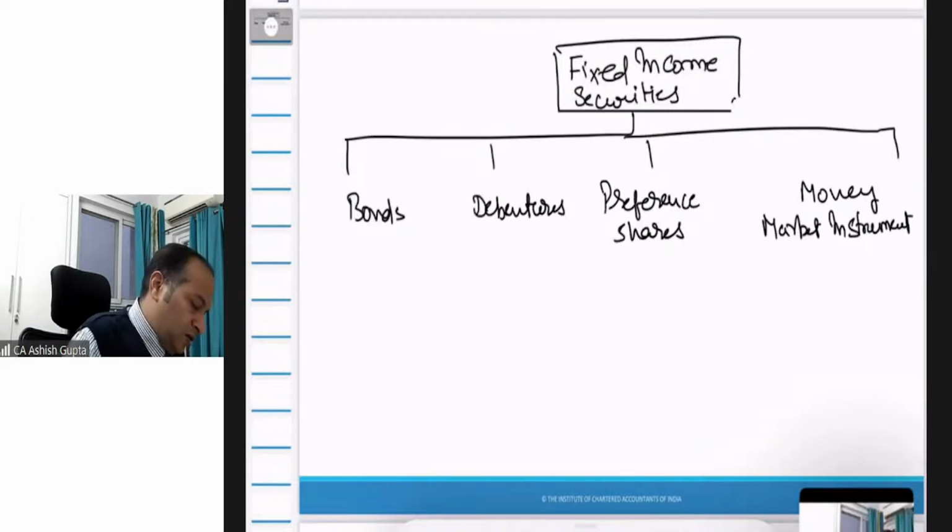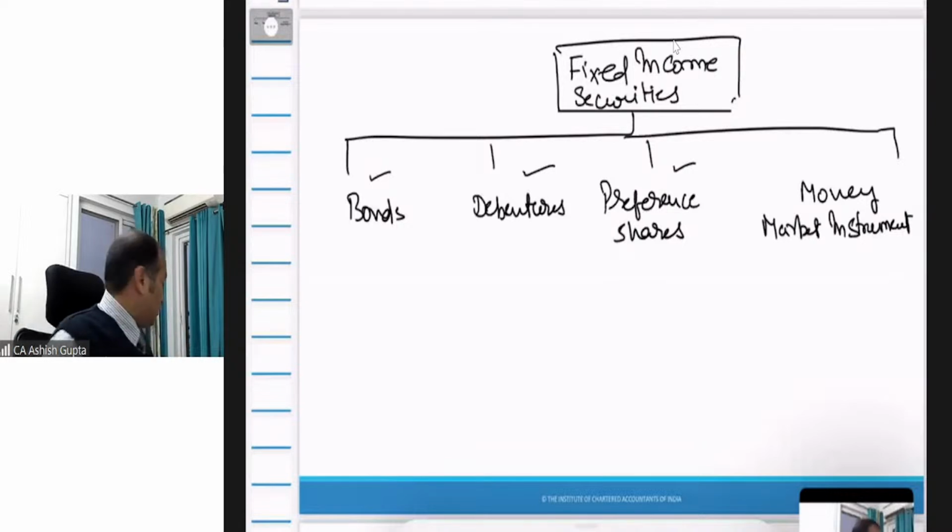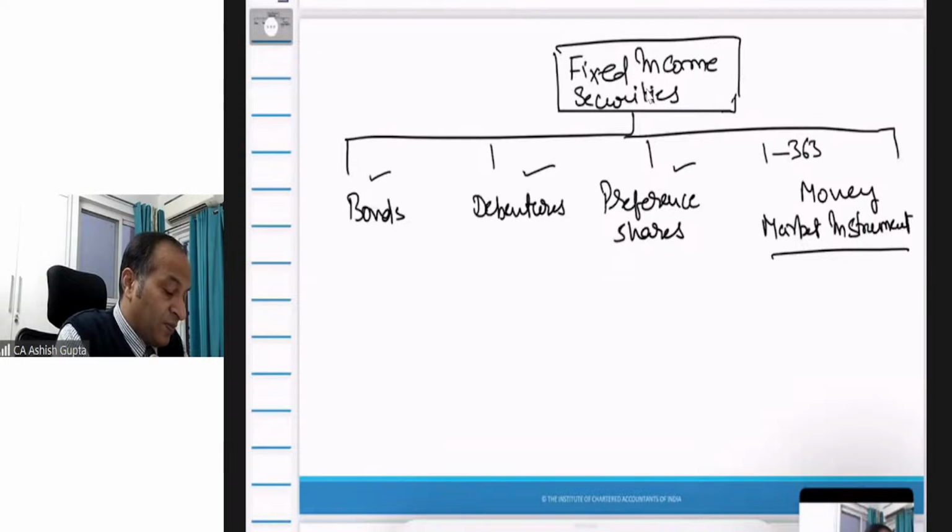Now, students, please note that regarding these three securities, the duration is normally ranging from 3 years to 5 years or even more. Whereas in the case of money market instruments, the duration is less than a year. That's why they are not called exactly bonds. They are called money market instruments because their trading period may range from 1 day to 365 days maximum.